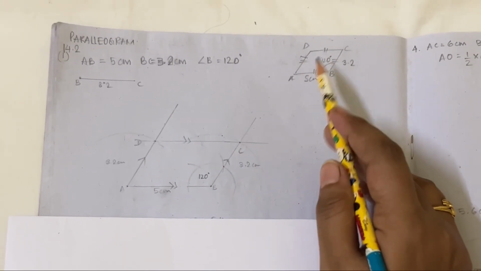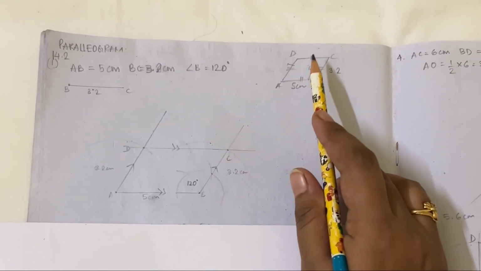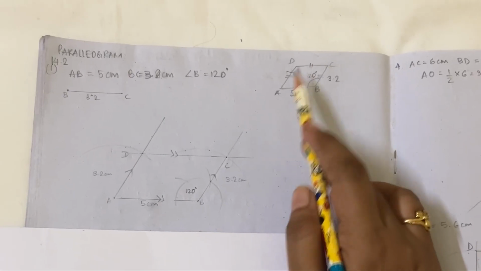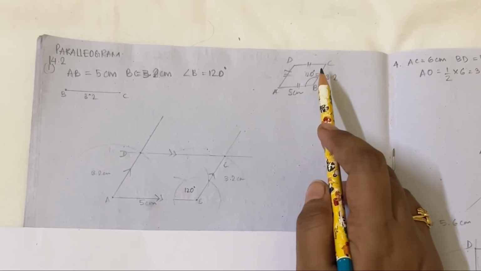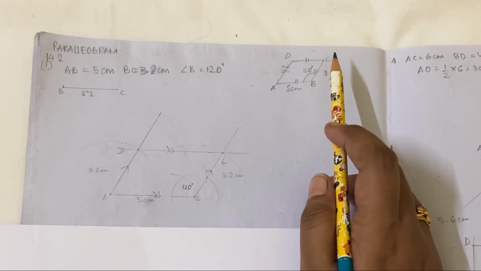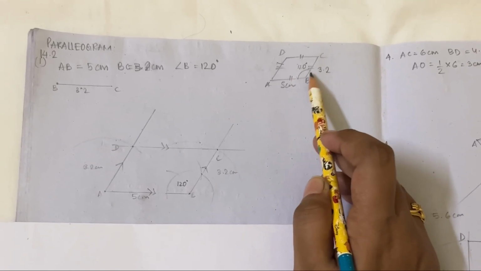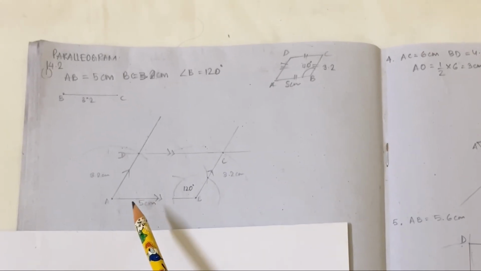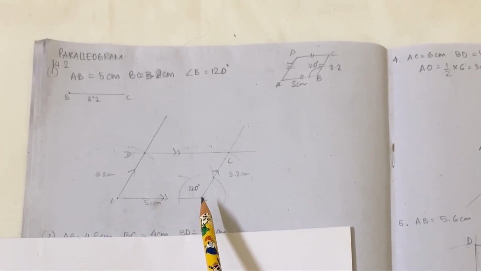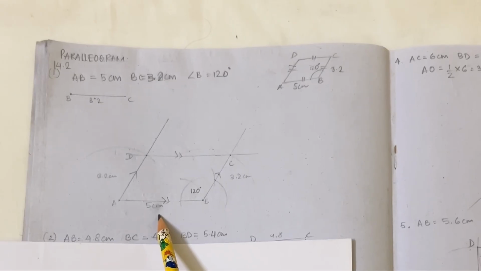So we know in a parallelogram the opposite sides will be equal, and AD will be equal to BC and AB will be equal to DC. So with respect to that, we have drawn this parallelogram and angle B has 120 degrees. So now the final sketch, that is AB is given as 5 cm.